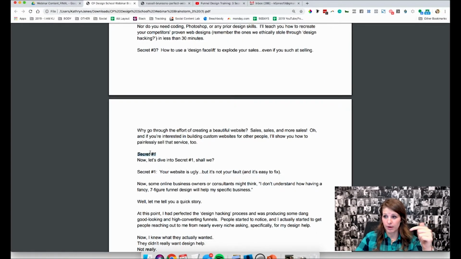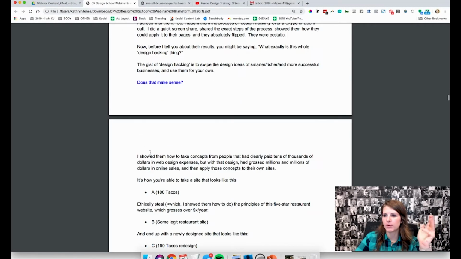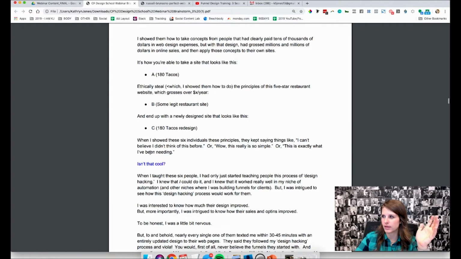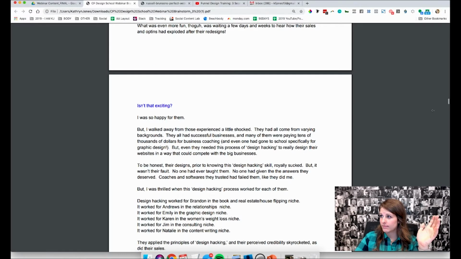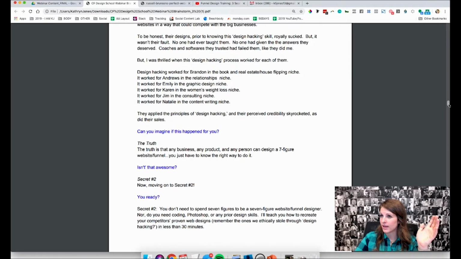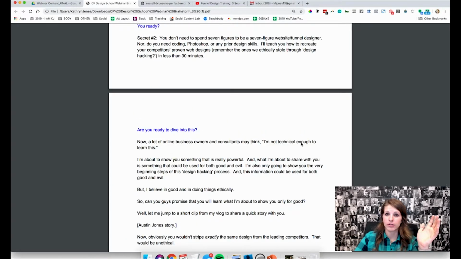Secret number 1, here we go. Go all through secret number 1. Then we have secret number 2. It's going to come eventually, you'll see. How many pages is this? I have no idea how many pages this is. It's not short, that's for sure.